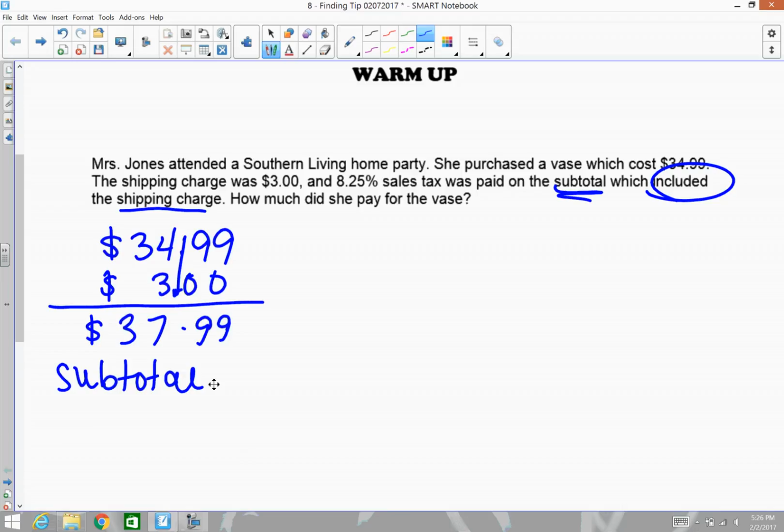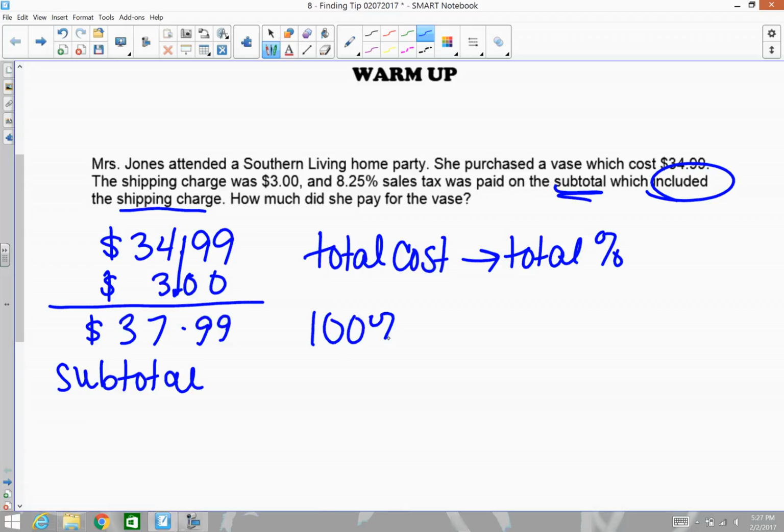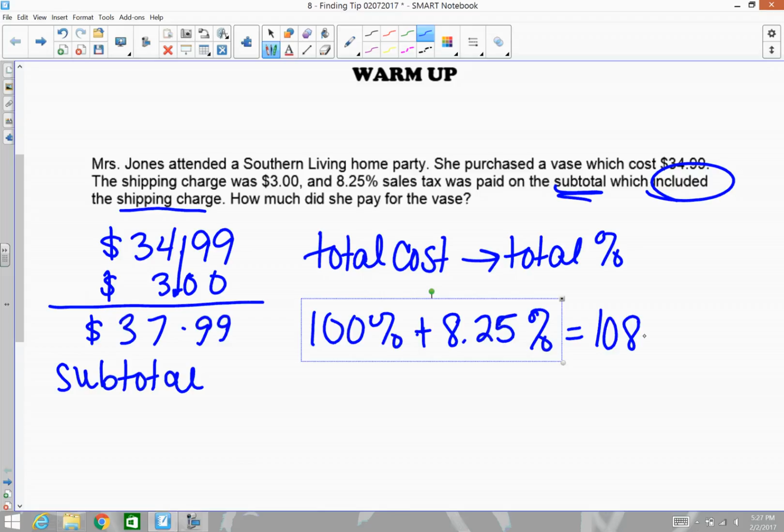Okay, now that we have the subtotal, we can start thinking about our total cost. Because it asks how much did she pay for the vase, we are indeed looking for total cost, which means we should find the total percent. Not only is she paying 100% of the subtotal, the $37.99, but she's also paying 8.25% tax. So in all, she's paying 108.25% for this item.